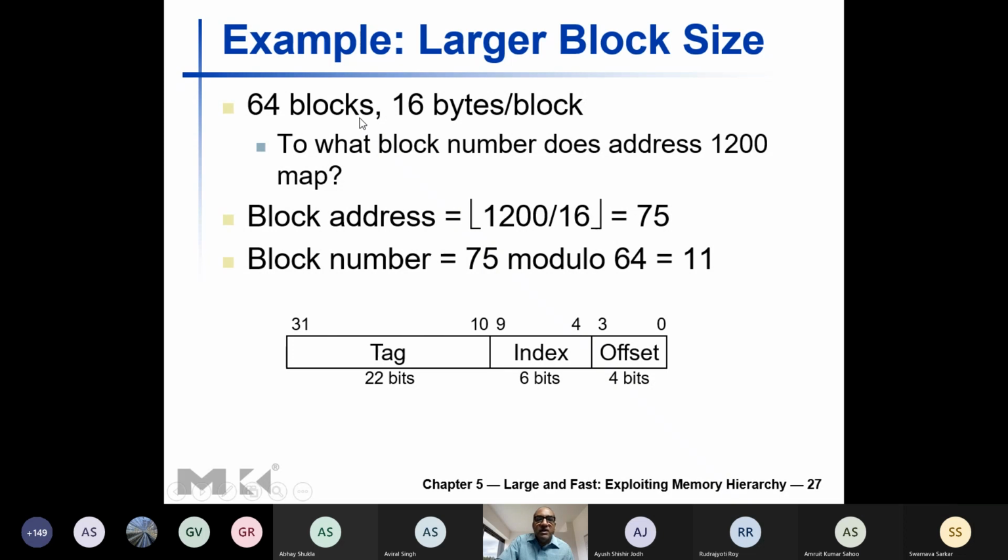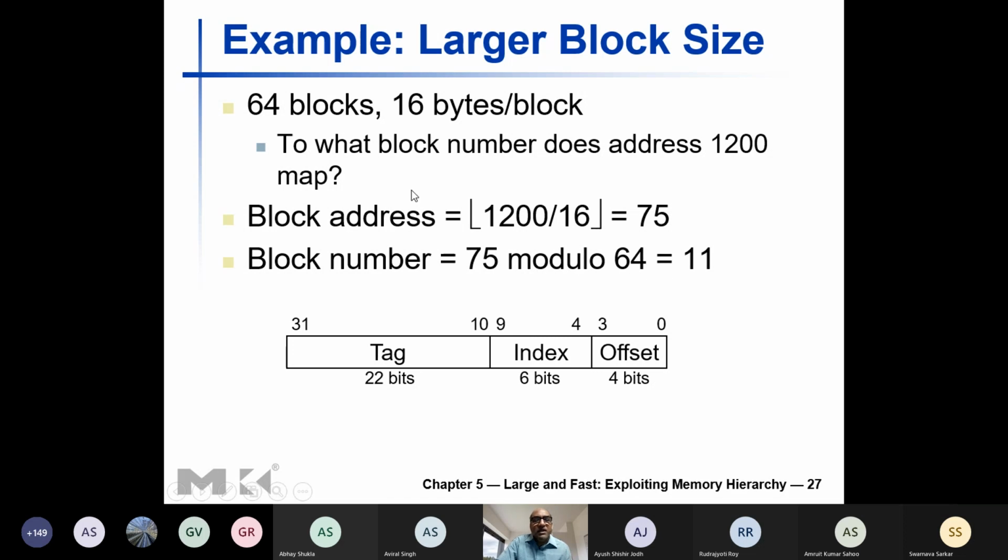So therefore, what is the block number in the cache for this corresponding block address 75? It is nothing but the block address modulo the number of blocks supported by the cache. Here the cache size equals 64 blocks. So the cache can support only 64 blocks.